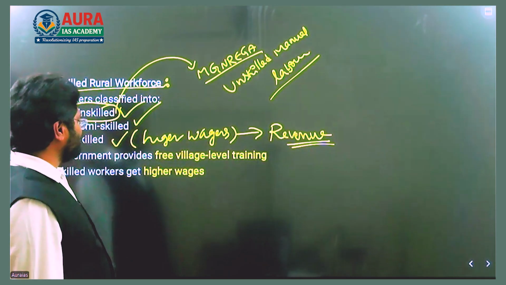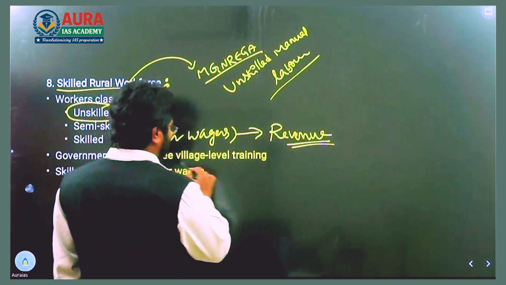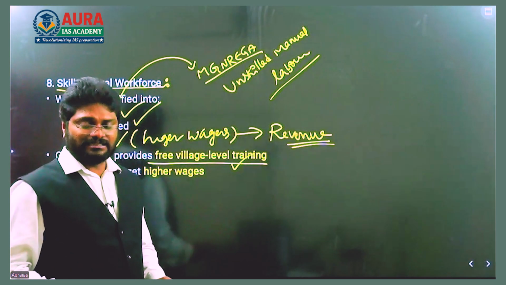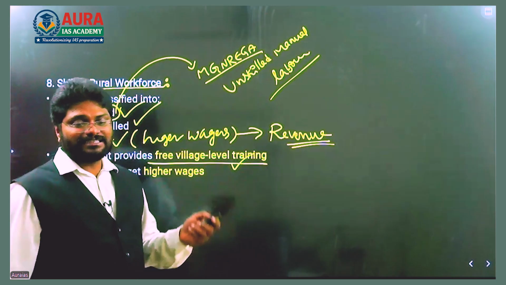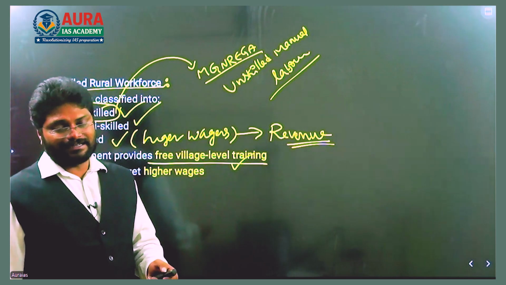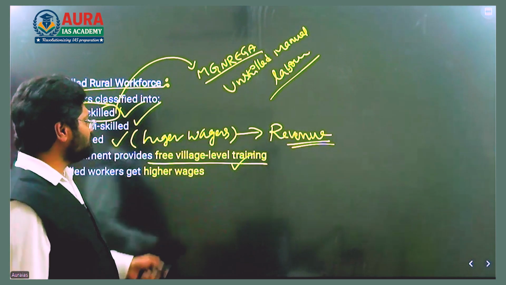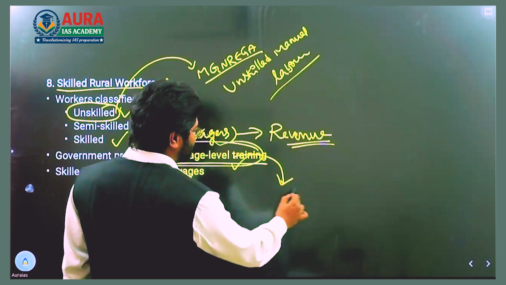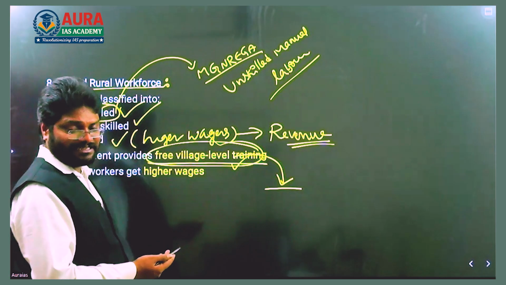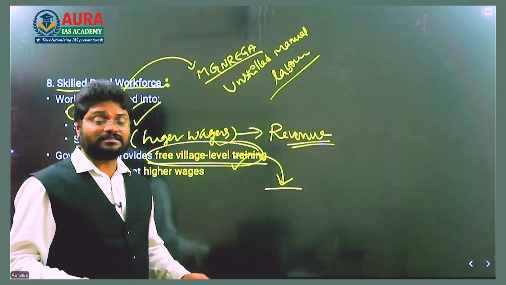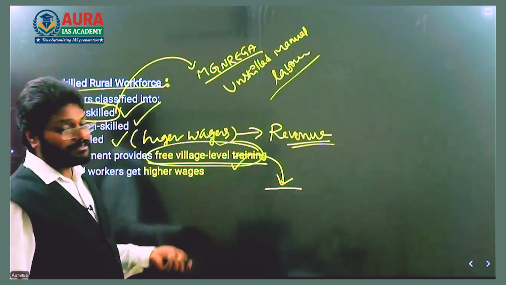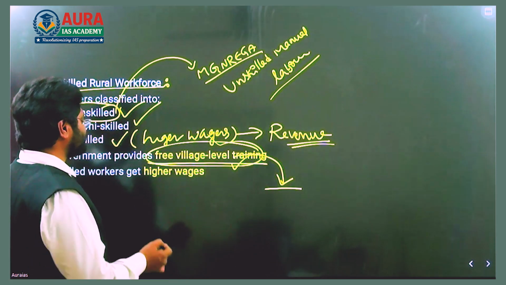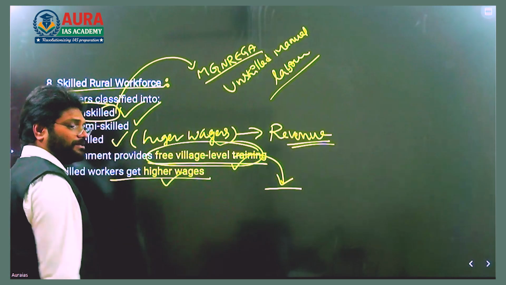So the government provides free village-level training. Semi-skilled people who want full skills, or state governments, establish ITI-kind of centers in which skilled people are trained. These skilled people work within the villages as part of assets created, or they might go to other places in search of employment, so that poverty and unemployment could be reduced in India. So skilled workers get higher wages. This we had already seen.